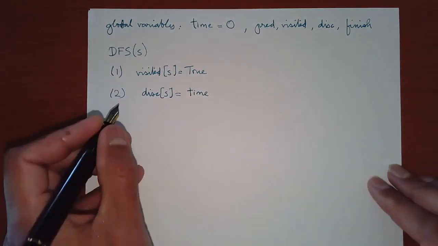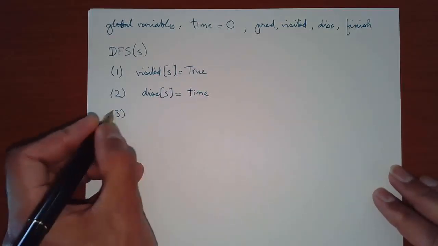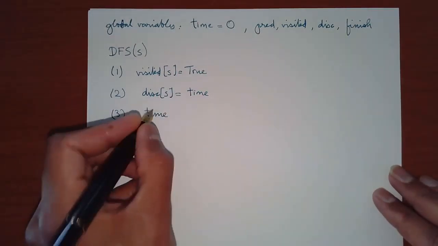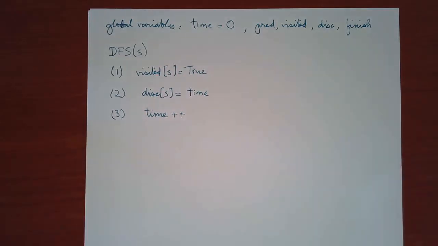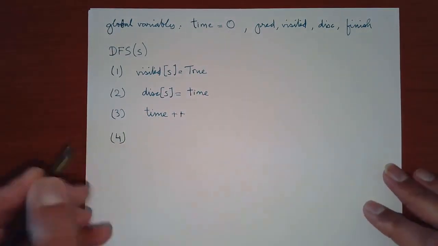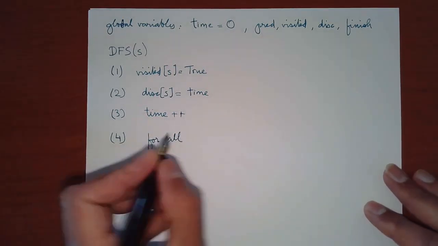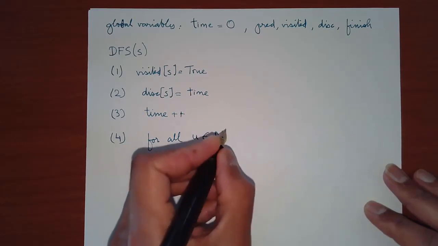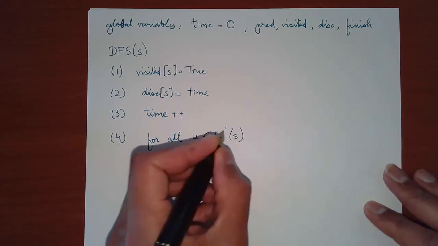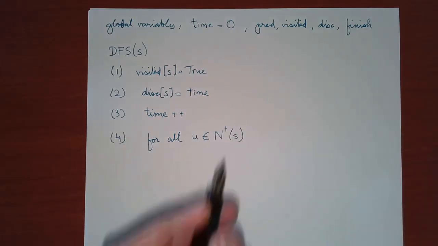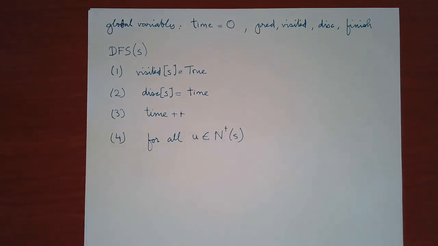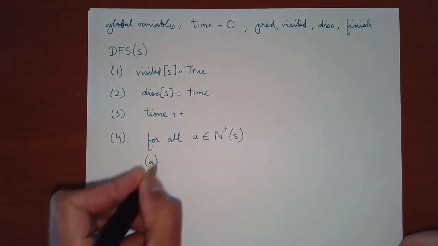So the time is this global variable, and then the time is going to increment. So the clock has ticked. Then you say for all vertices in the out neighborhood, if it's an undirected graph, then the out neighborhood is the same as the neighborhood, so there's nothing to be done.